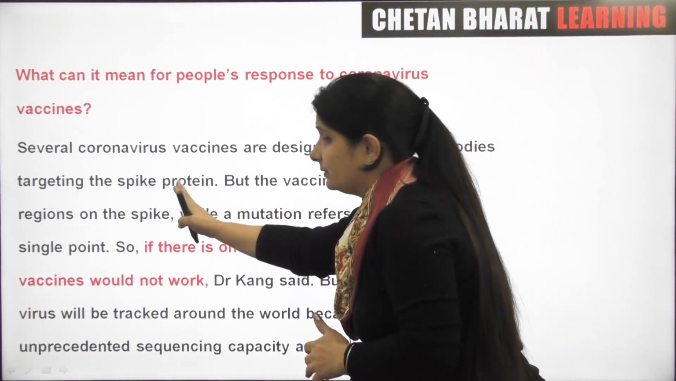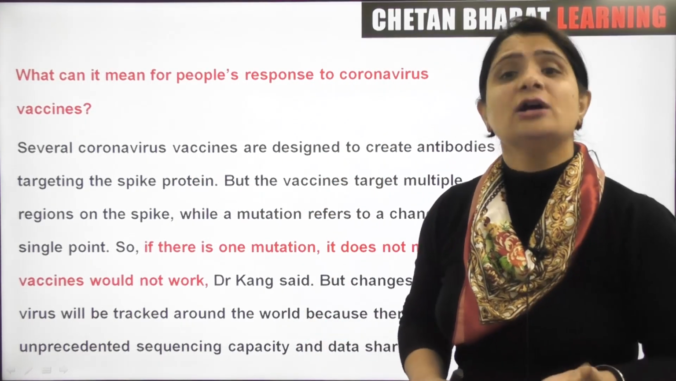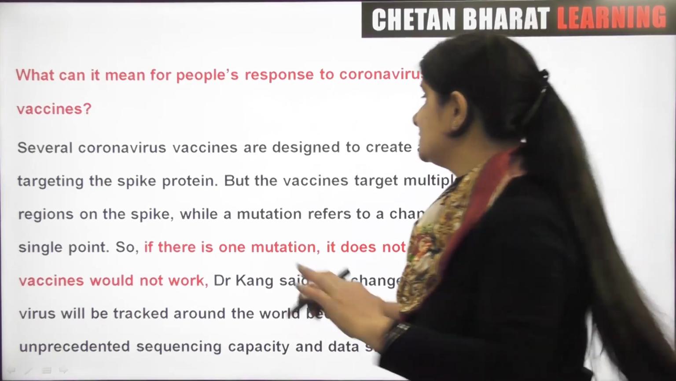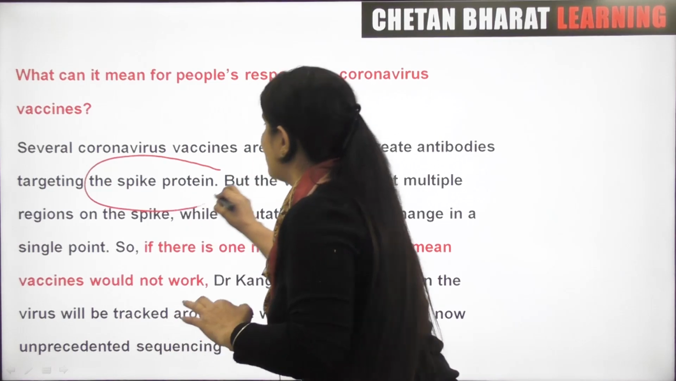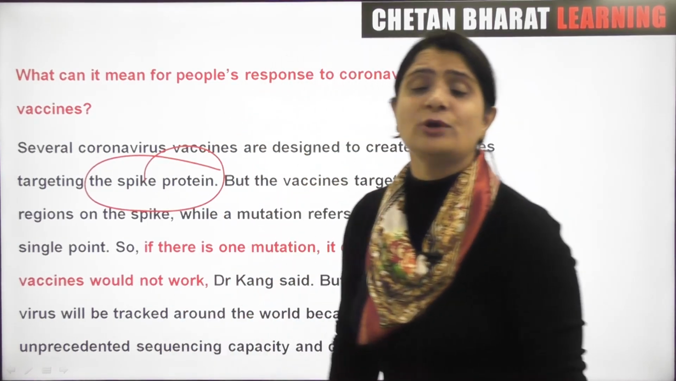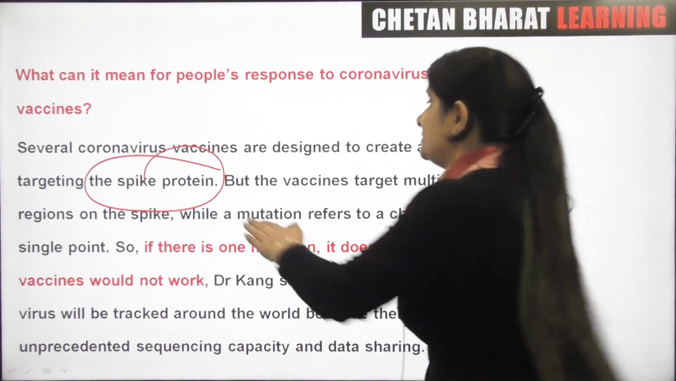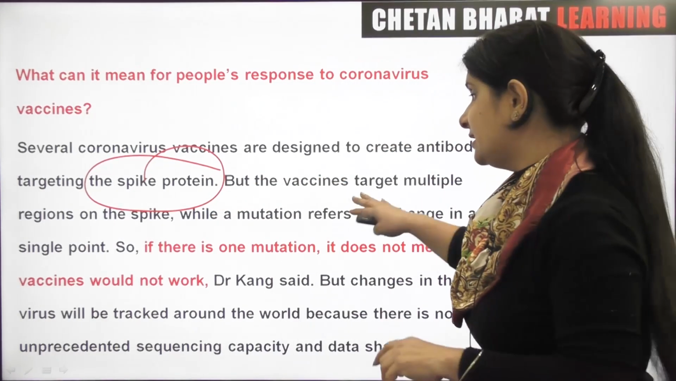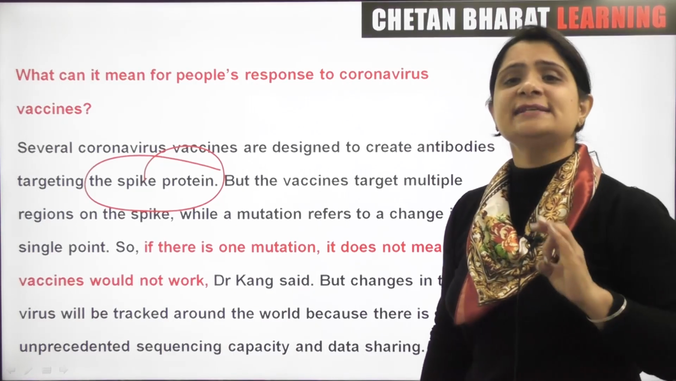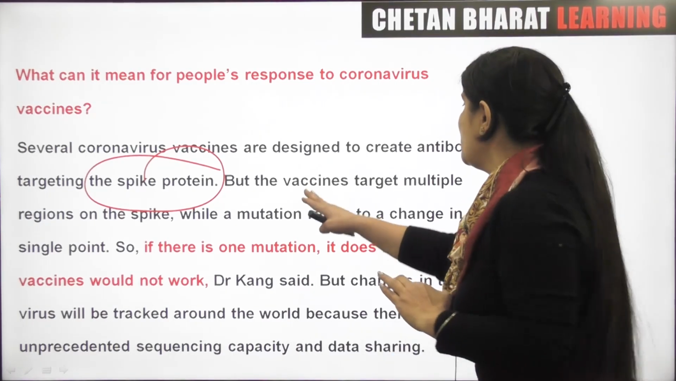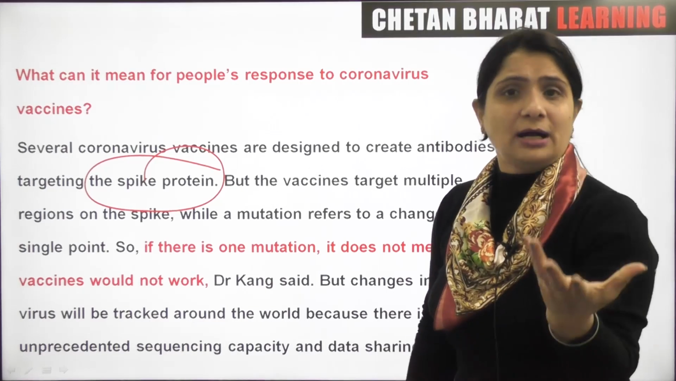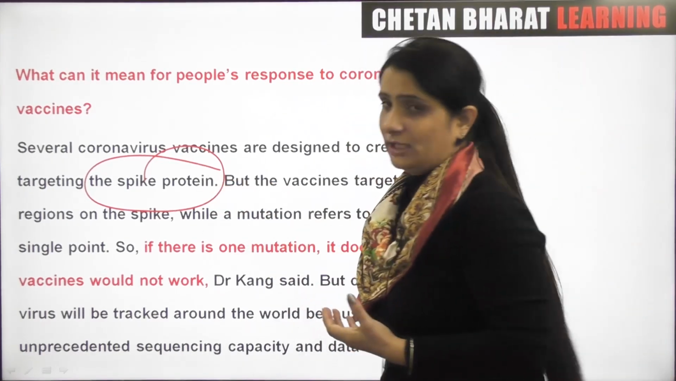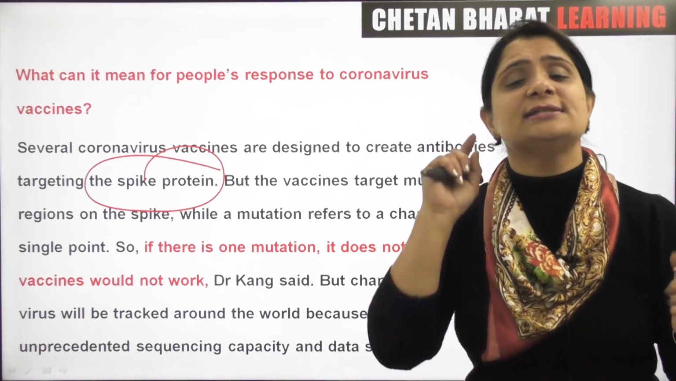The response to the vaccine against any particular virus is because of its spike protein. Once a vaccine is designed, it is designed to target changes in the spike protein, because the spike protein is the part which is responsible for causing the infection. The vaccines are made so that multiple regions in the spike protein are targeted while designing a vaccine. And a mutation is a change at a single point.